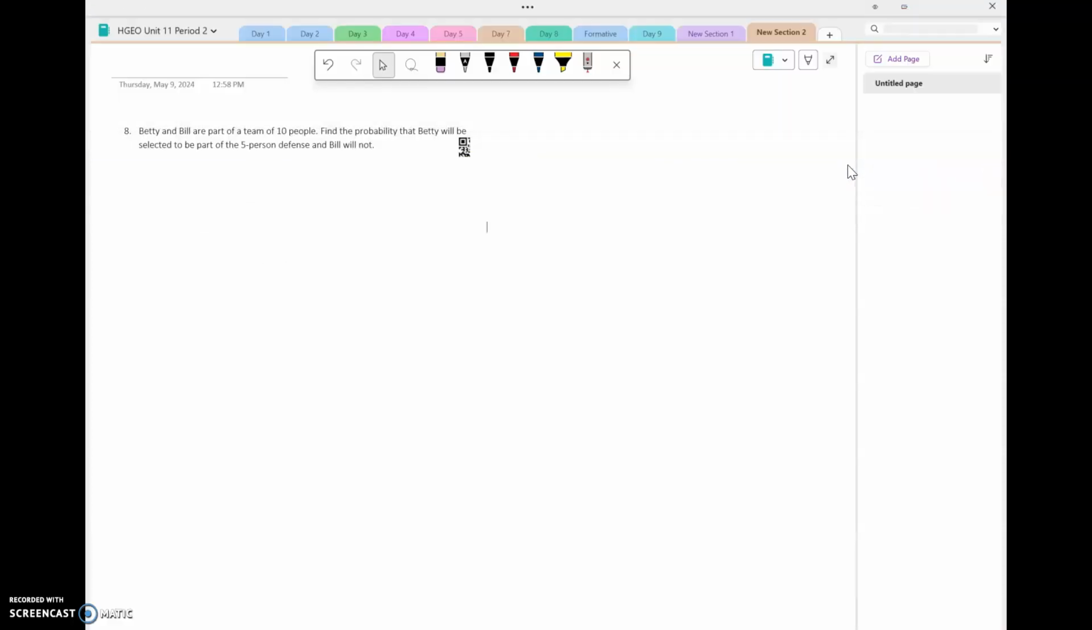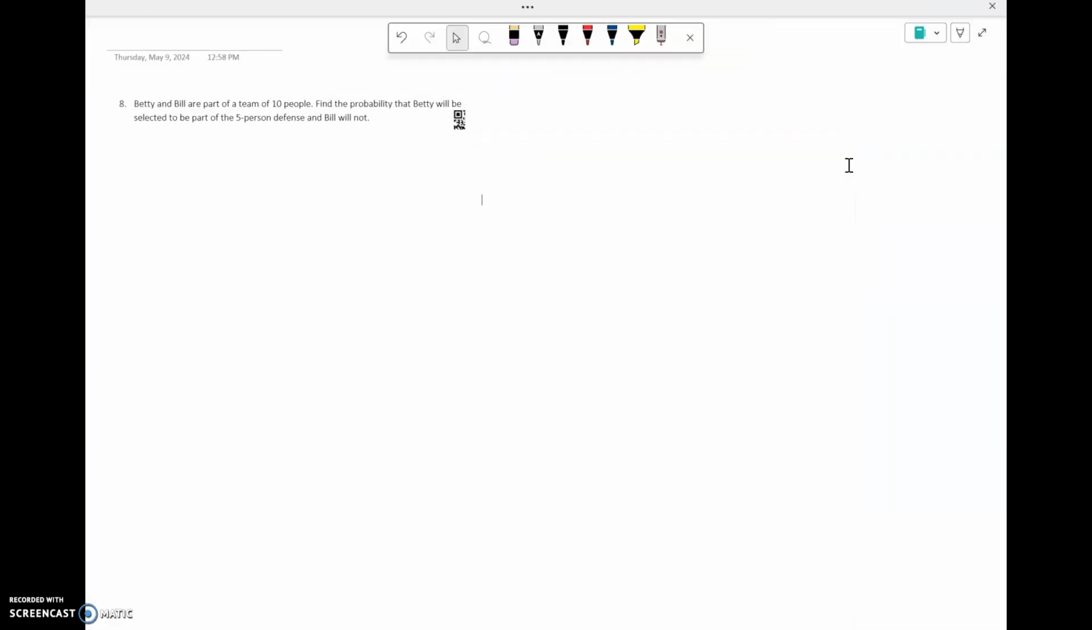All right, so here we have this question from our review. Betty and Bill are part of a team of 10 people. Find the probability that Betty will be selected to be part of the 5-person defense and Bill will not. Okay, so this is how I thought about it.